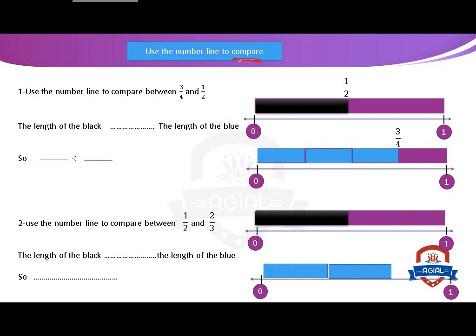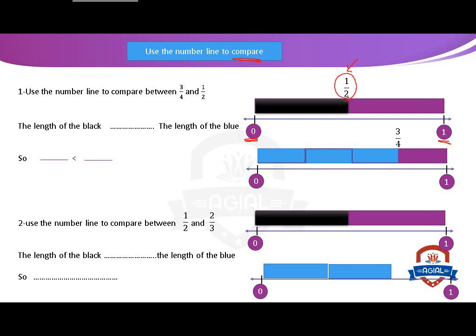Here, use the number line to compare between fractions. Number 1, use the number line to compare between 3 quarters and half. How to use the number line to compare between 3 quarters and half. Okay, we will draw half at first on the number line. The number line starts at 0 and ends at 1 whole, and we will divide it into 2 equal parts. We get half.